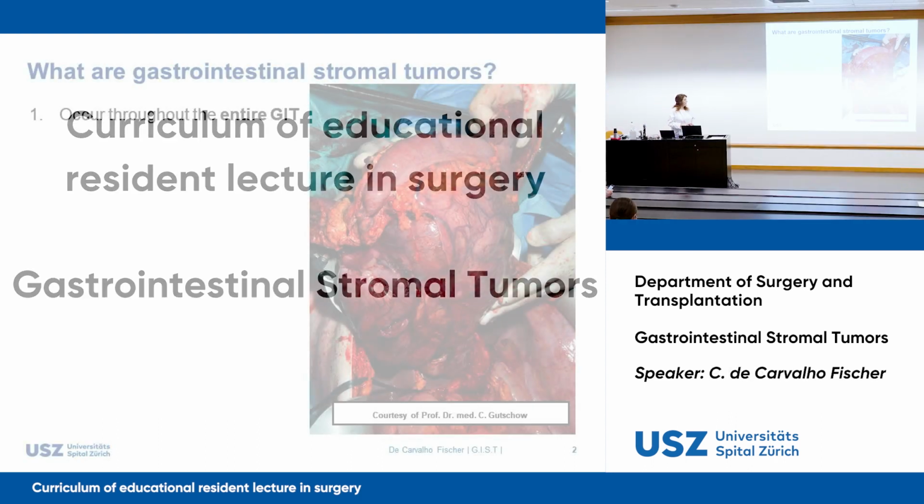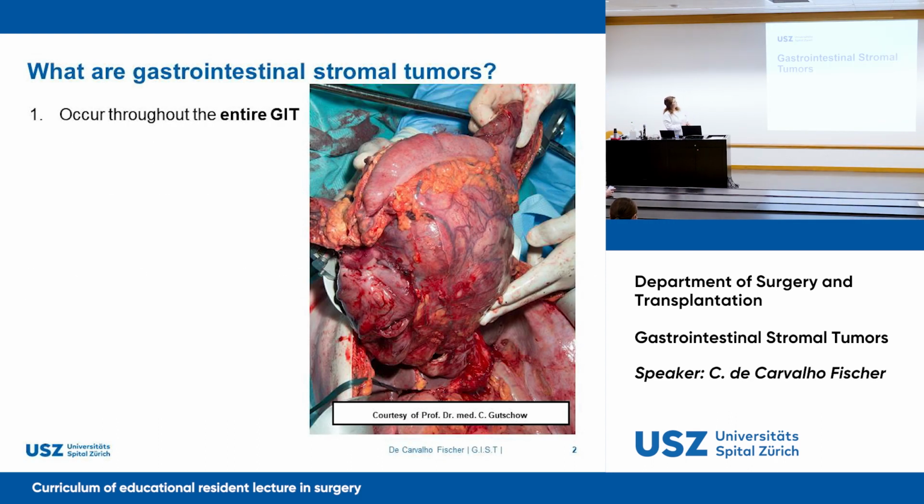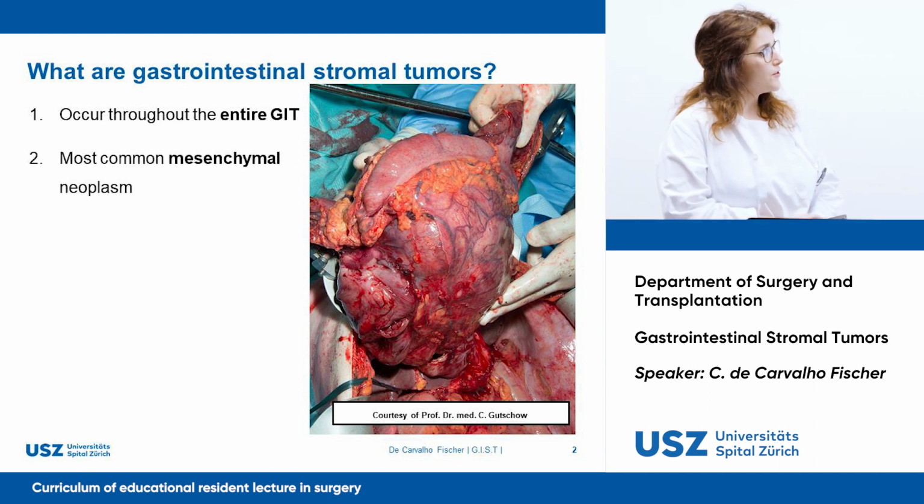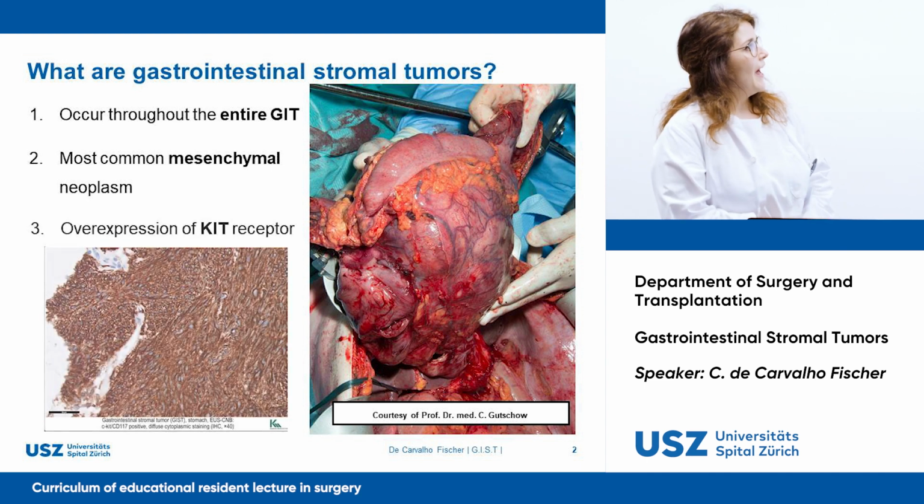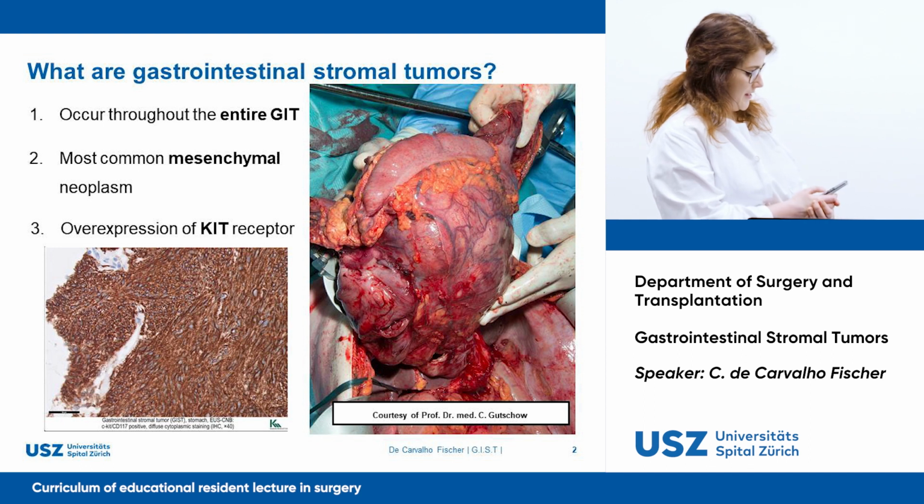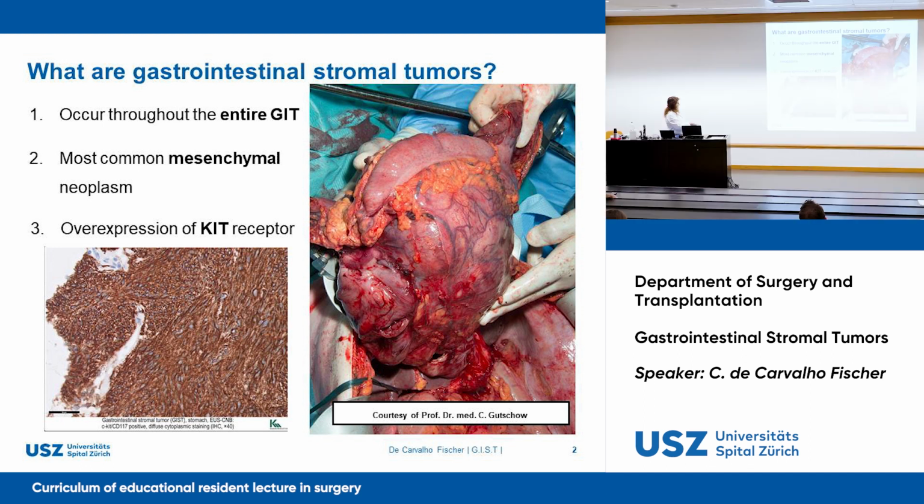The subject of today's resident lecture is gastrointestinal stromal tumors, or GIST for short. What are GISTs? GISTs occur throughout the entire gastrointestinal system. They are the most common mesenchymal or stromal neoplasm, and they mostly overexpress the KIT receptor, as seen in this histological slide below. This is a picture of a massive GIST removed surgically by our team.